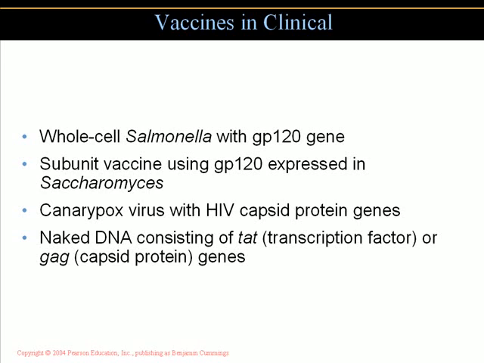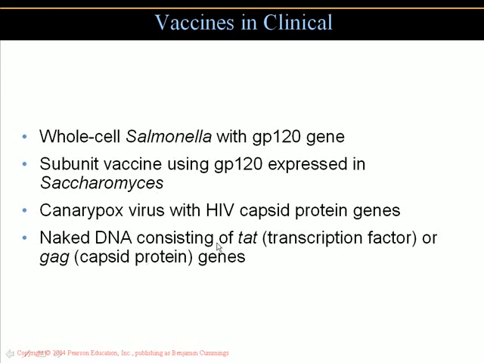The canary pox virus with HIV capsid protein genes has been used. Again, remember, if we could get our body to just recognize a part of the virus, it doesn't have to be an active virus. Remember when we talked about vaccines, they can either be attenuated or they can just be components of the infectious organism that our body would recognize as foreign invaders and thus would be able to mount an immune response. So in the canary pox virus, the capsid protein genes is being utilized in research.